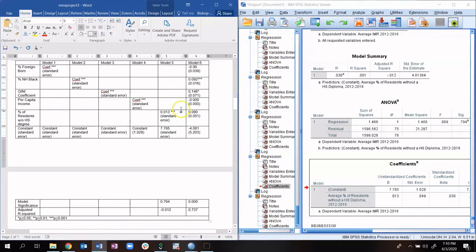Oh, I just need to take out the stars here. I was getting ready to type that in. Like, JBR, what are you doing? Okay, standard error in this situation is 0.049. Okay, I need a standard error for my constant. It's going to be 1.028.